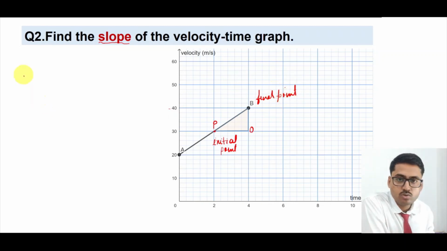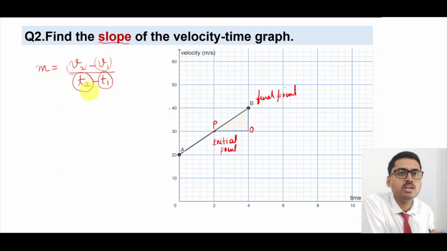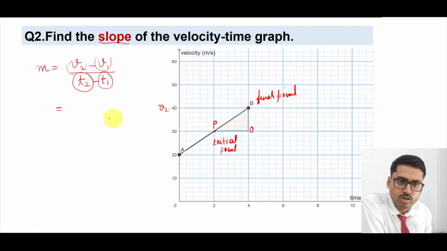So when I write here m is equal to (V2 minus V1) by (T2 minus T1), V2 and T2 correspond to the final position, and V1 and T1 correspond to the initial position. So from here, let's put in the values. For point B, the final position V2 will be 40.